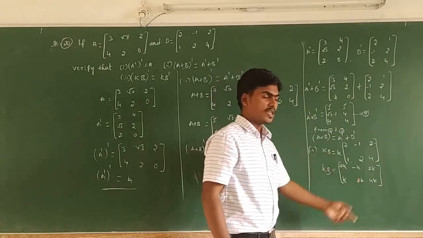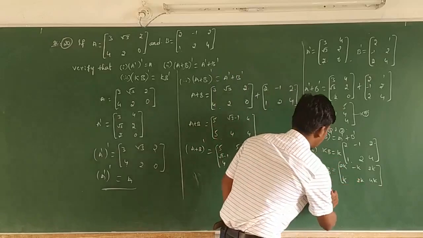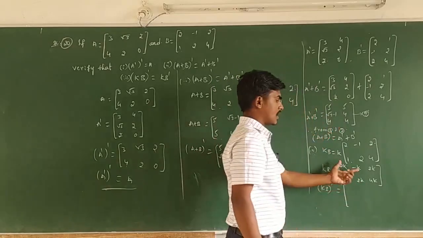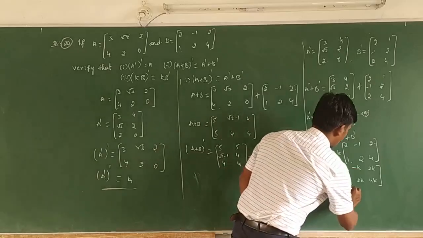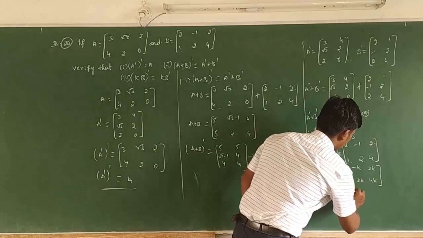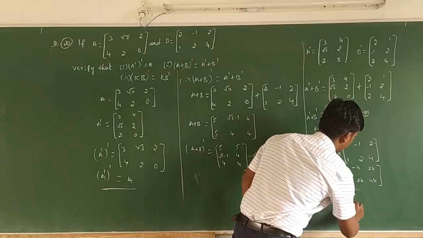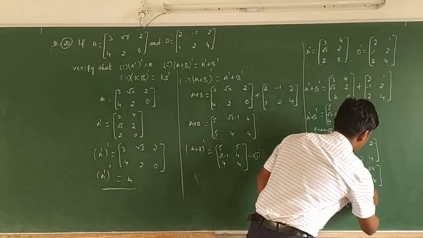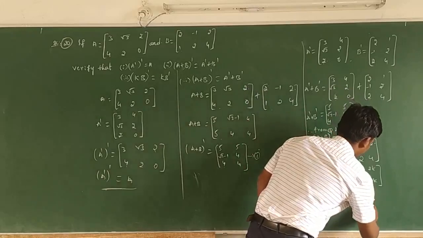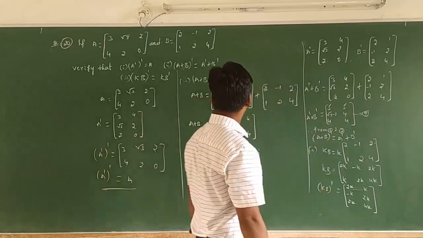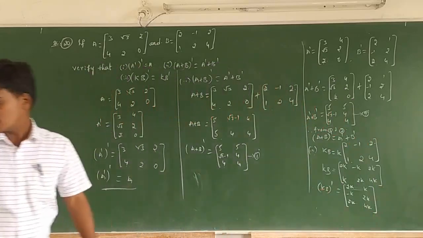So to this new matrix I apply the transpose. That is, transpose of KB is equal to the interchange of rows and columns. What do we get? 2K minus K 2K. Next K 2K 4K. This is the transpose of KB. Next, we have to prove K into transpose of B.